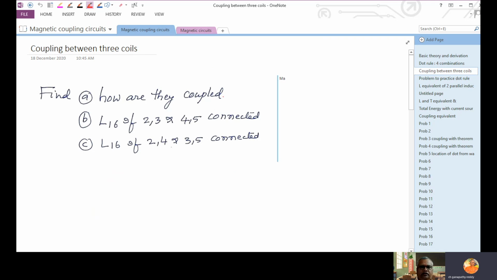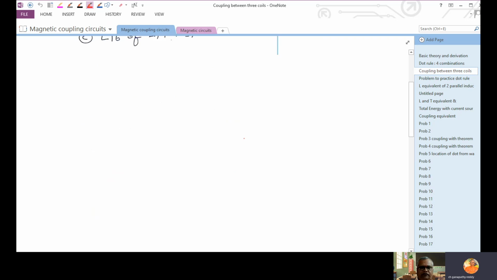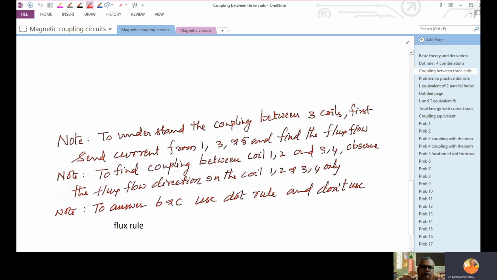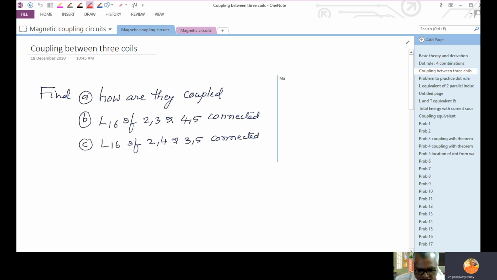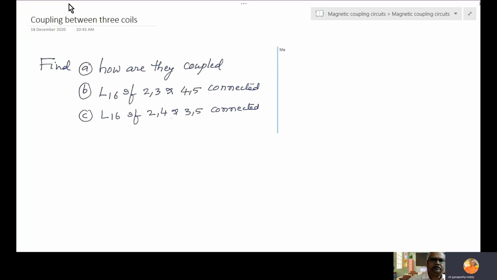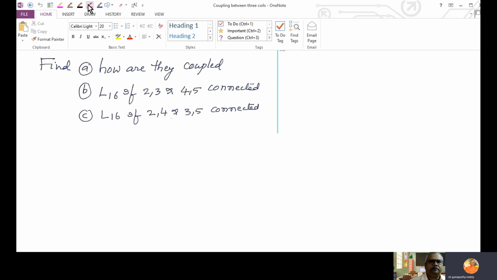Now how are they coupled? Then what is L16 if 2, 3, 4, 5 connected? What is L16 if 2, 4, 3, 5 connected? Okay, so let me draw this problem, then only you will understand. If readily available, then you cannot understand. So let me use different colors.